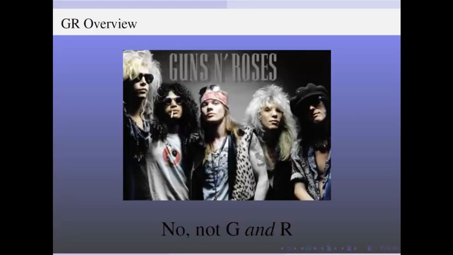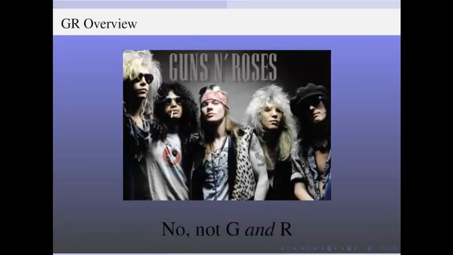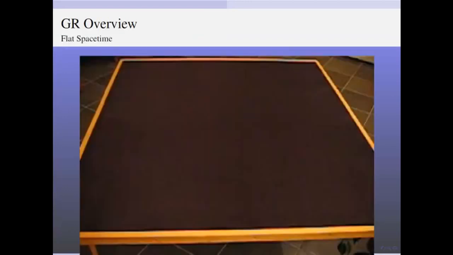And so here I want to do a little bit of a GR overview. And by GR overview, I am not saying G and R, right? So we're not doing a Guns N' Roses overview. We're going to talk about general relativity. And this guy also has just as much hair as all of these folks. And the overview of general relativity is that we have space-time. That's what special relativity gives us.